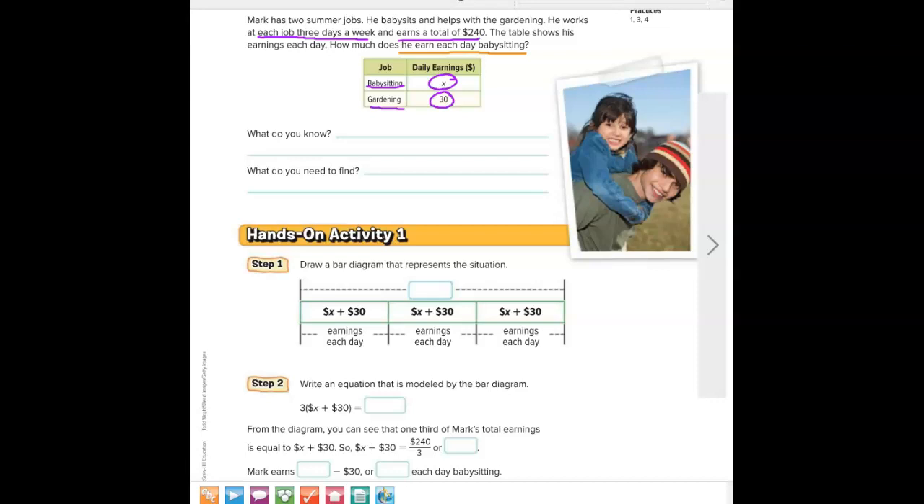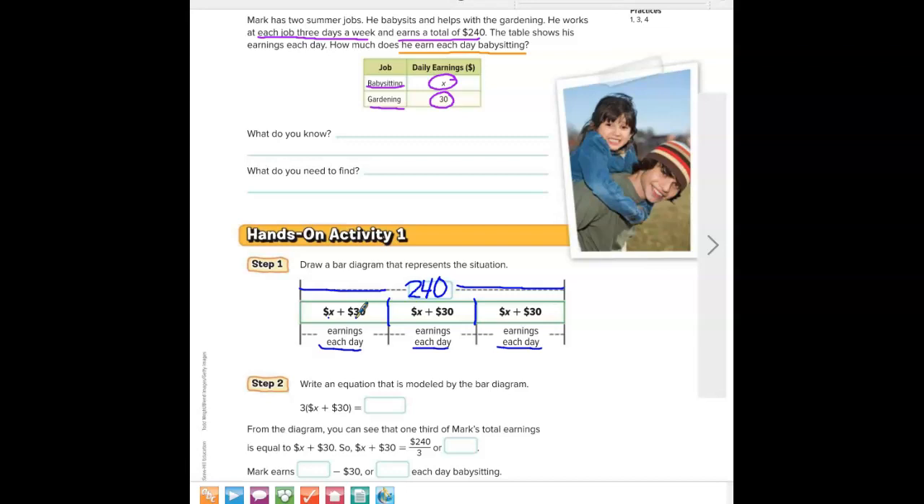Our total diagram represents the total amount he earns each week. And we know that amount, it's $240. Then we know that he's going to work for 3 days a week. So we split that into 3 sections to represent each day that he works. Each day, he also babysits and gardens. So since he earns X amount for babysitting plus the $30 for gardening, each one of those sections represents the amount he earns each day.